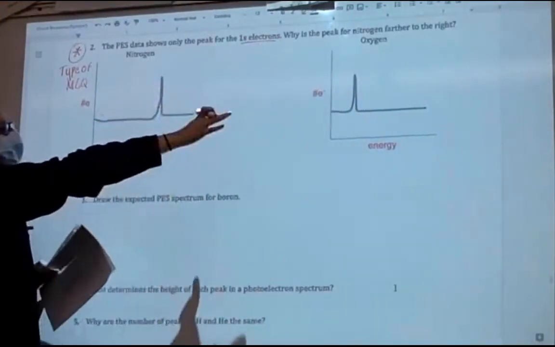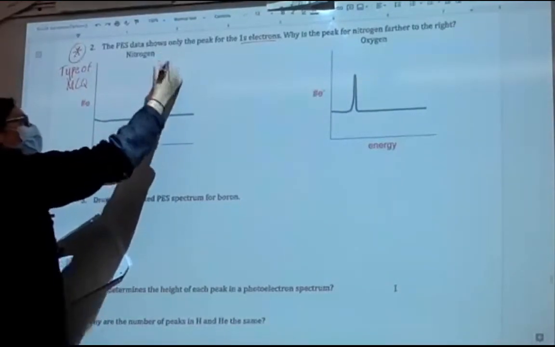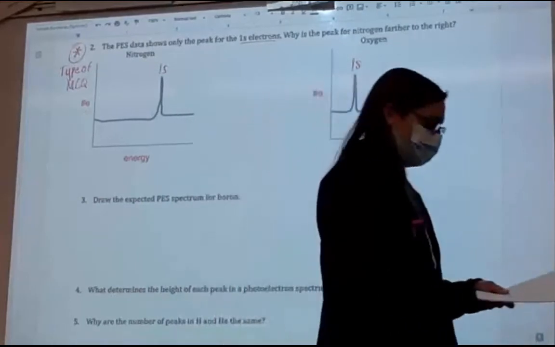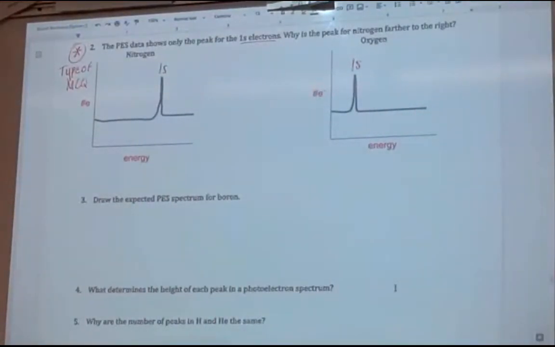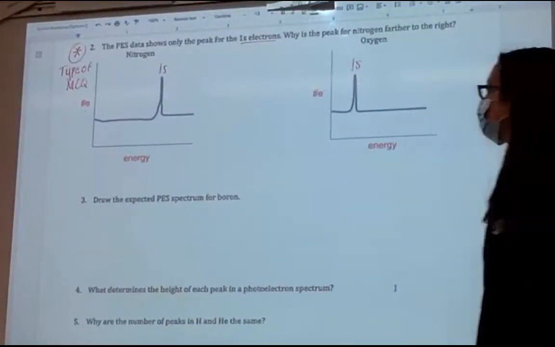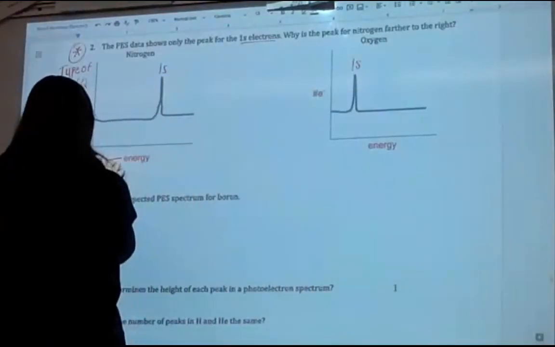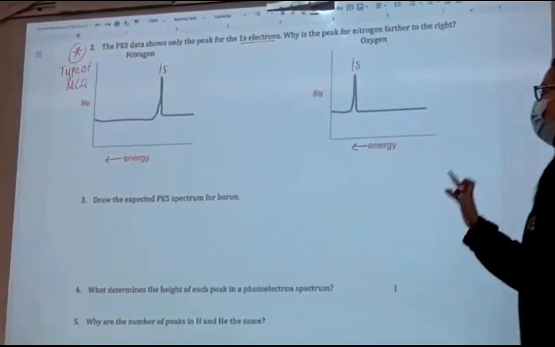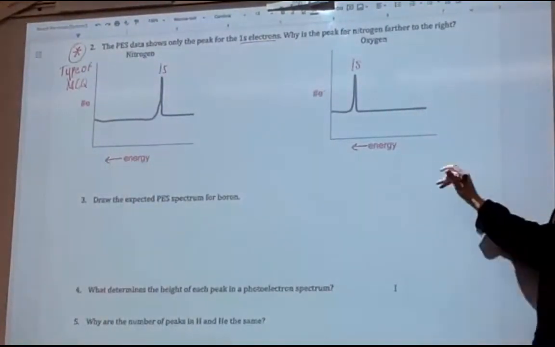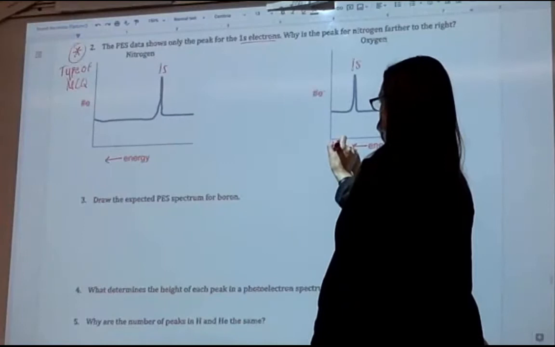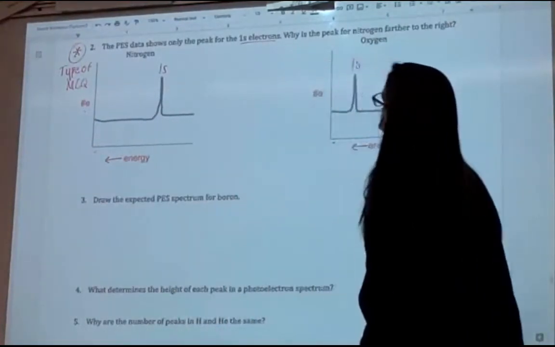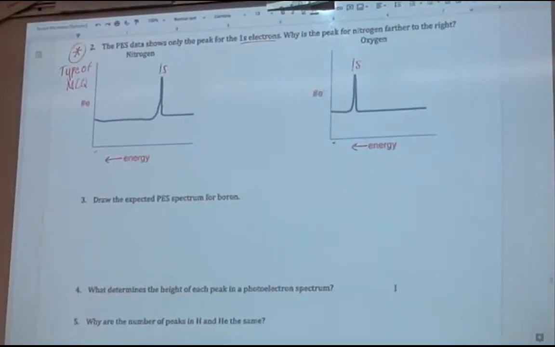So I have nitrogen and oxygen. This is the 1s for nitrogen, and this is the 1s for oxygen. Now I am going to add an arrow here, pointing to the left. So over here is the highest energy. This is the highest energy. So why is the peak for nitrogen farther to the right?